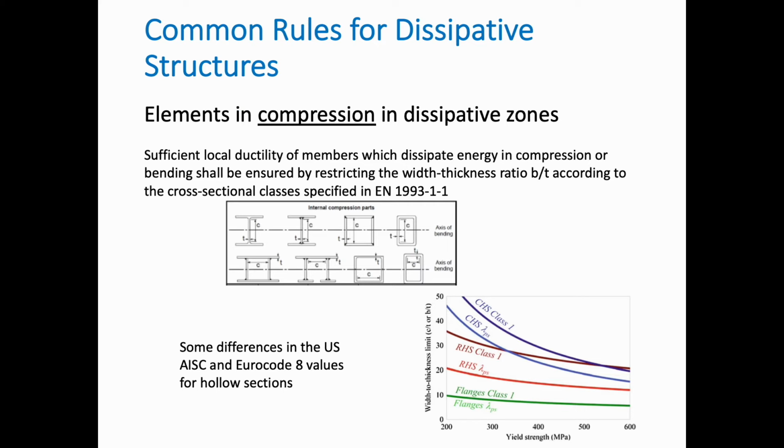Let's go now through the common rules for dissipative structures quite briefly. Elements in compression: sufficient ductility of members which dissipate energy in compression or bending shall be ensured by restricting the width to thickness ratios, like we do in Eurocode 3. Some differences appear in the US and the Eurocode 8 values for hollow sections, and we can see on the bottom right the graph that shows certain differences that we may have.